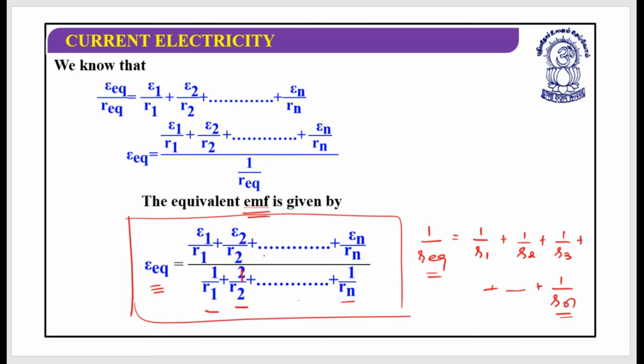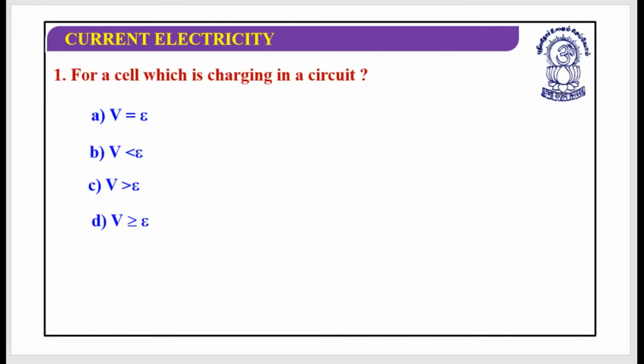So is that clear? Are you sure? Can we do this? Okay. Let's look at this question. They say that for a cell which is charging in a circuit, when I say it's charging, I mean V is equal to E plus IR. That means my terminal voltage must be greater than E. This would be the answer.